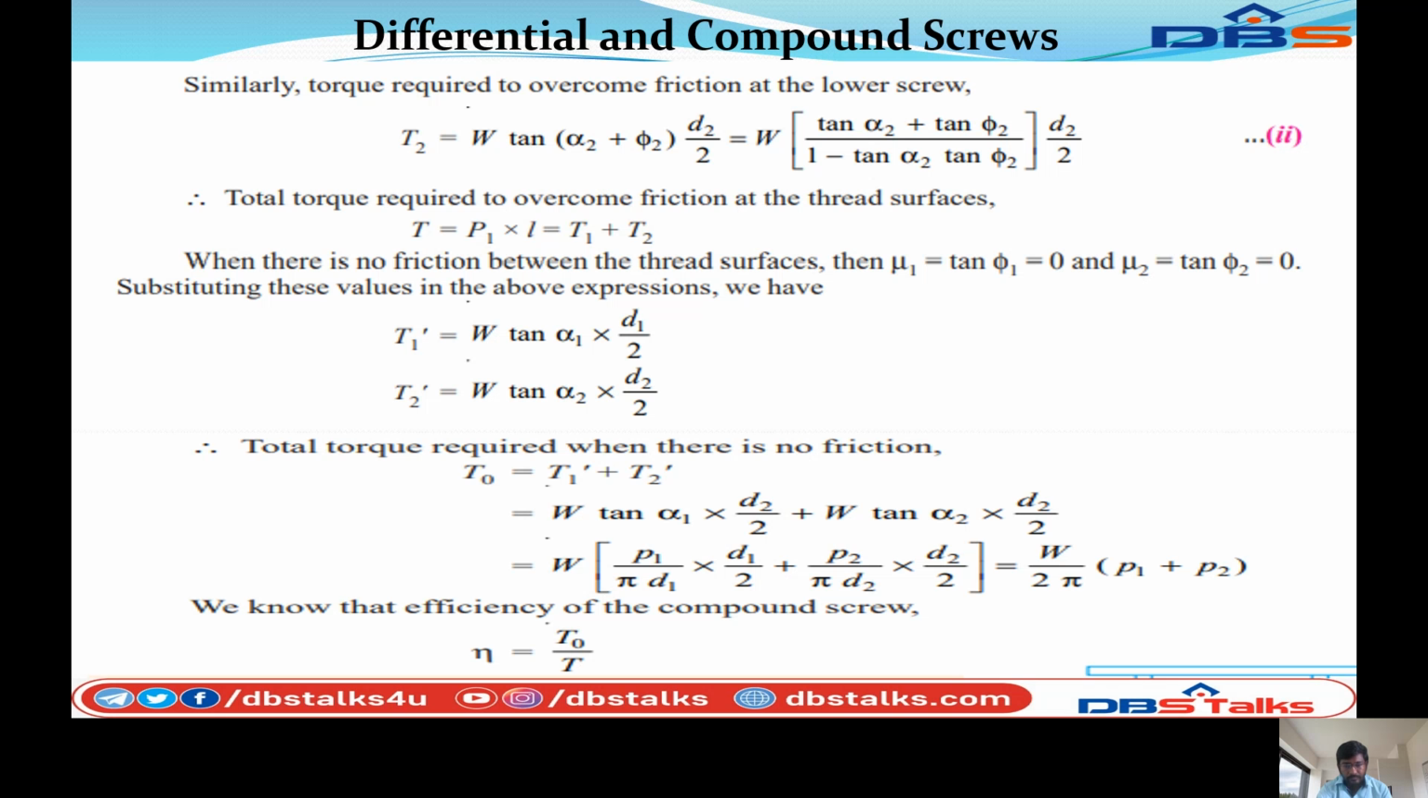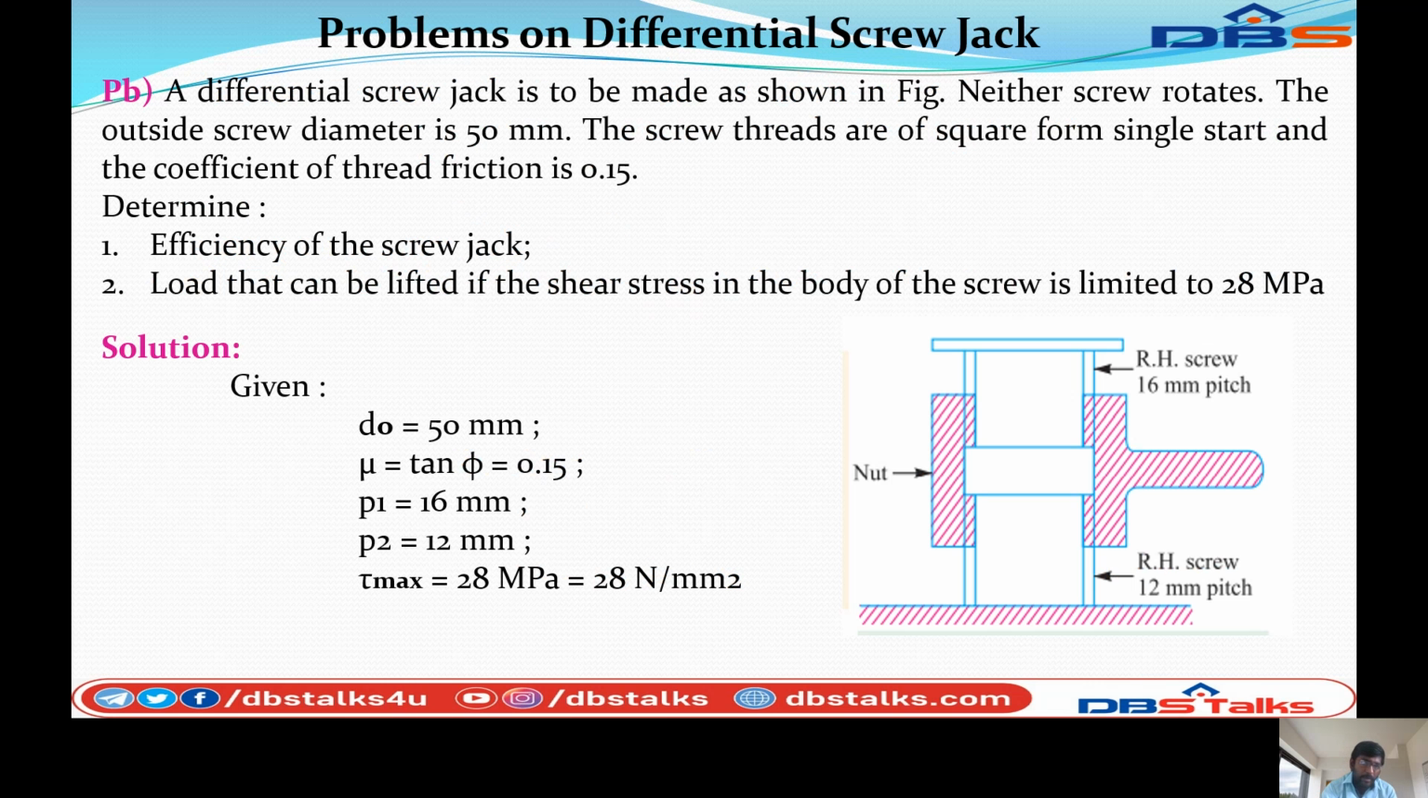Next, let us look at problems on the differential screw jack. This is one example problem for the differential and compound screw. First, let us start the problem. The differential screw jack is to be made as shown in the figure. Neither screw rotates. The outside screw diameter D0 is 50 mm. The screw threads are of square form, single start, and the coefficient of friction mu is equal to tan phi equal to 0.15, already given.